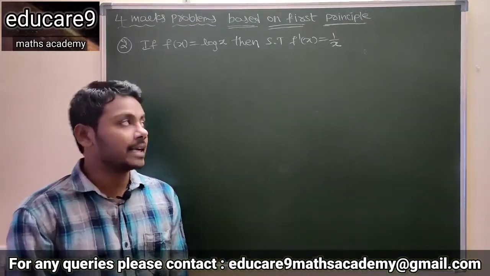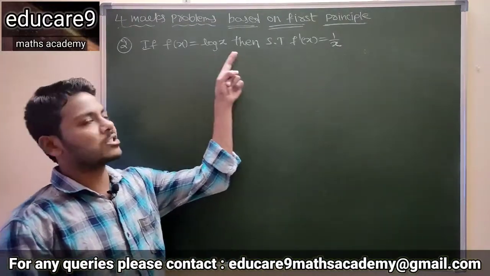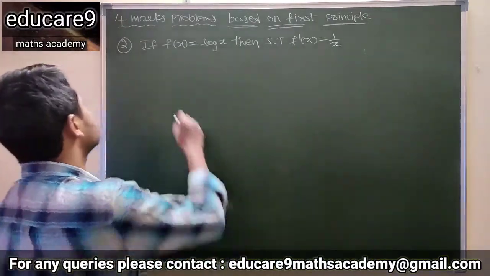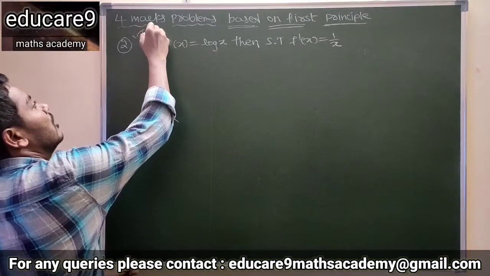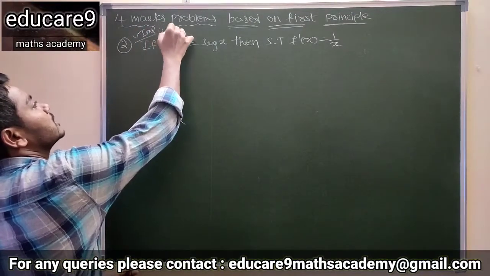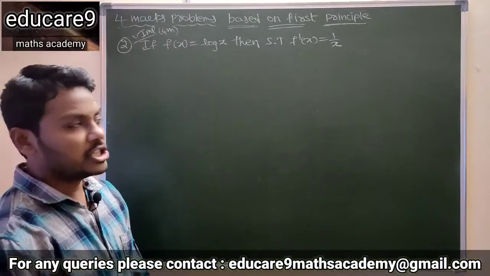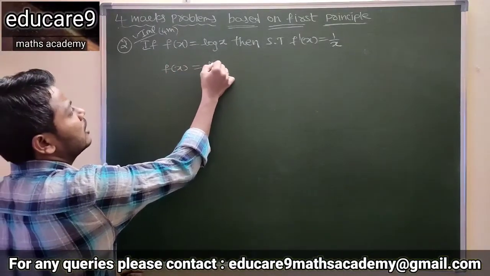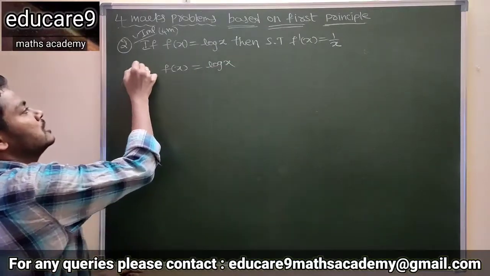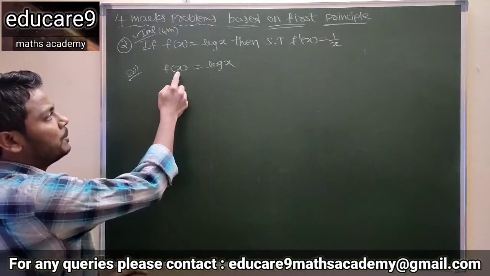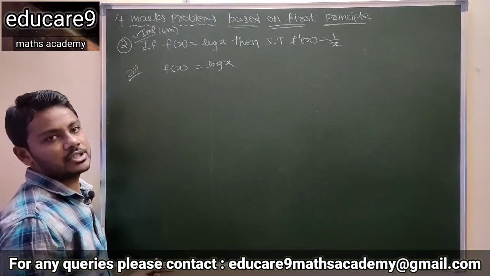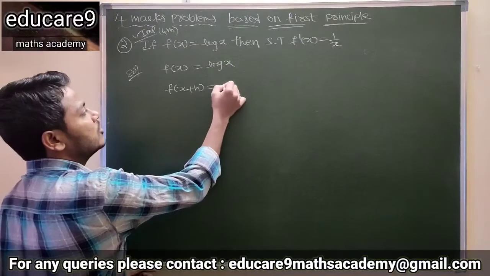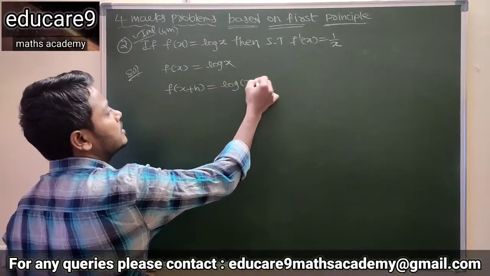Okay. See the second one: f of x is log x, then show that its derivative is 1 by x. This is very important for 4 marks. See here, first, what is the given function? f of x is equal to log x. Now replace x by x plus h. That is, f of x plus h is equal to log of x plus h.